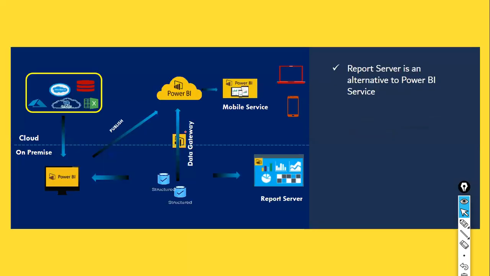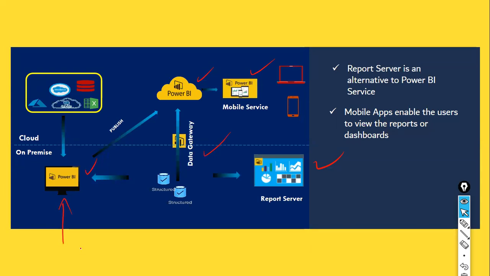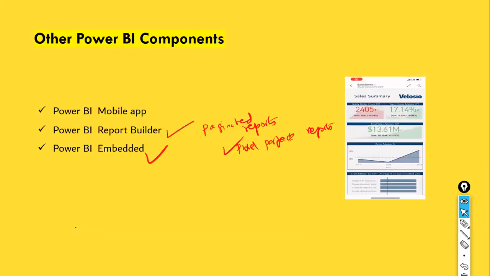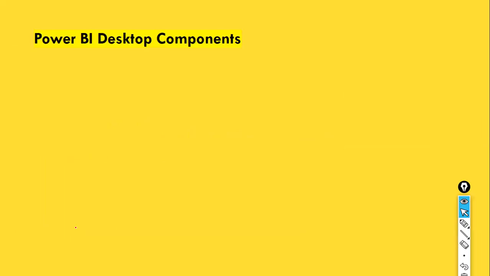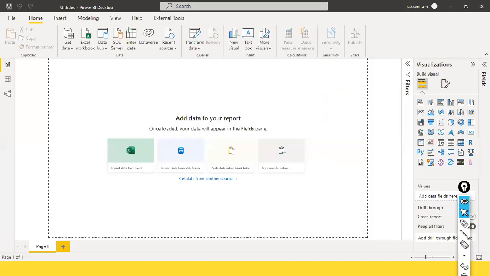Next one is, so far you understood the big picture. What are the components that form part of your Power BI environment? Power BI Desktop, Power BI cloud service, mobile service, report server, data gateway. Now what we will do is narrow down our focus on Power BI Desktop. Within the Power BI Desktop, what are the components that are available here?